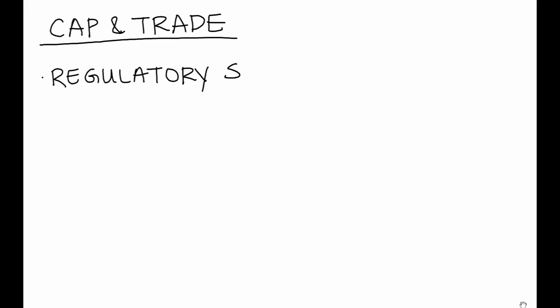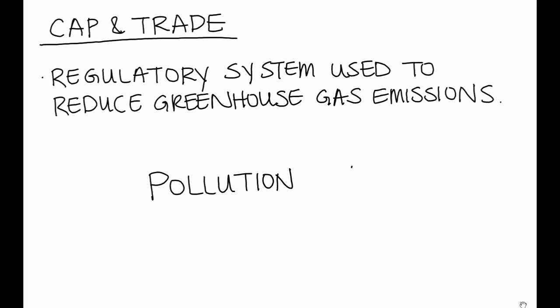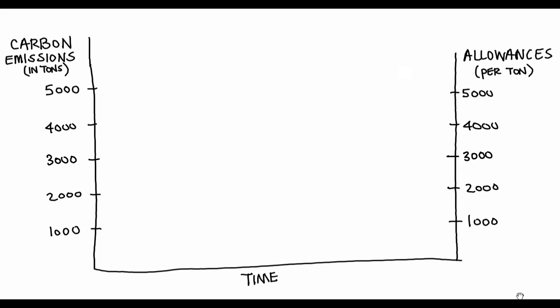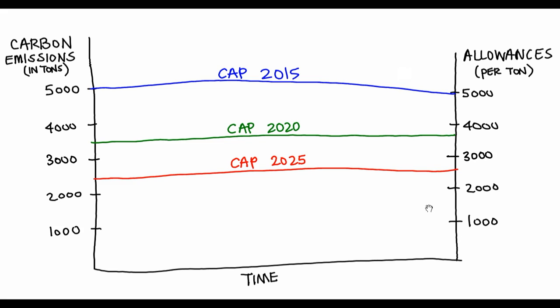Cap and trade is a regulatory system used to reduce greenhouse gas emissions and pollution. Cap and trade provides companies with a profit incentive to reduce their pollution levels faster than their competitors. The cap sets a limit on carbon emissions, which is lowered over time to reduce the amount of pollutants released into the atmosphere. Allowances are issued to companies, each allowing a specified unit of pollution.